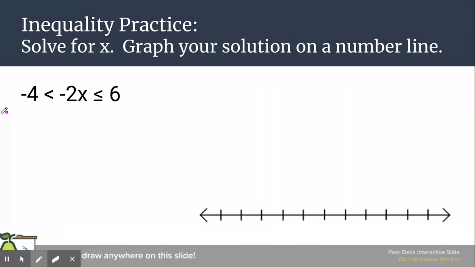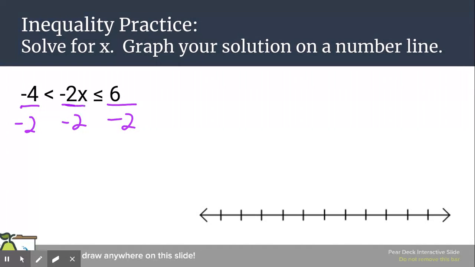So first problem of the day, inequality practice. Solve for x, graph your solution on a number line. The first thing I need to do is get x by itself. So I'm going to divide everything. And again, pause the video if you haven't already and check this out on your own. See if you can give it a shot and then compare your work to mine.